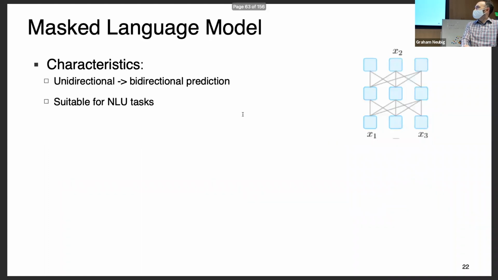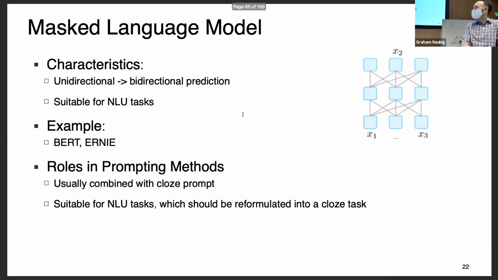Second one is masked language models. These are bidirectional prediction. These are often used more for NLU tasks, natural language understanding, instead of natural language generation tasks. And examples could be BERT or ERNIE or any of the other Muppets. And their role in prompting methods is usually that they're combined with cloze style prompts. So that was like the example of Carnegie Mellon is located in mask period. So you can use them for things like that, and you formulate any of the NLU tasks that you'd like to solve as a cloze task.